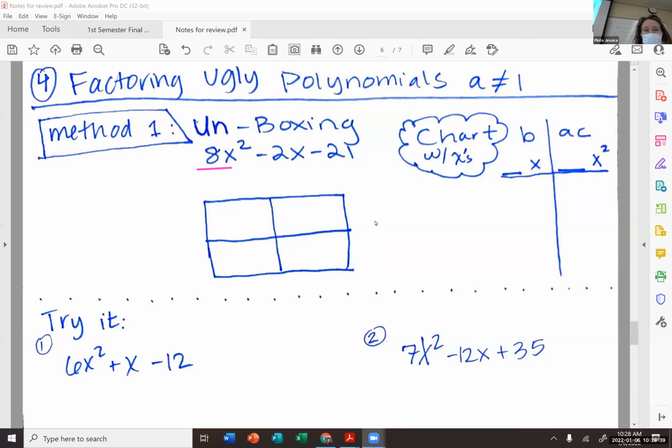Okay. So we're looking at factoring ugly polynomials. We're going to look at the first method, which is unboxing. And we only use this when there's a coefficient on x to the second power. Otherwise, we're going to use the fast factoring. You guys are experts at fast factoring.